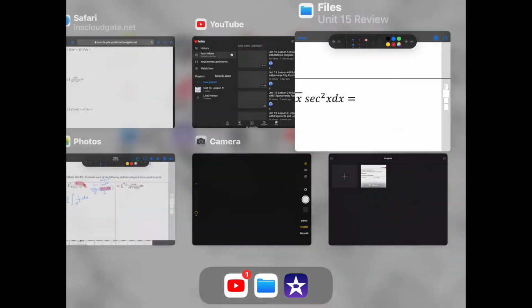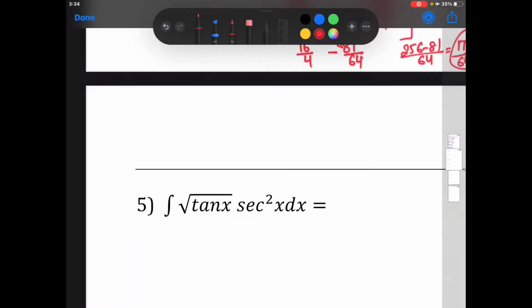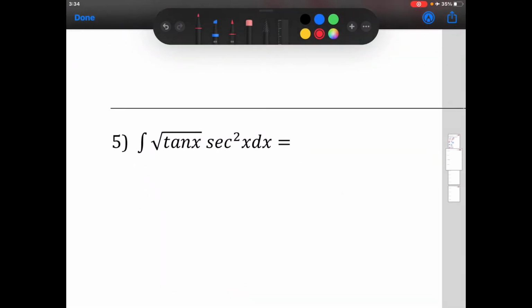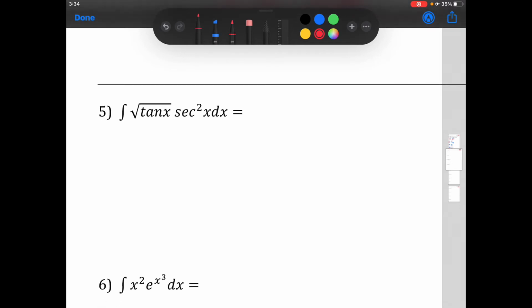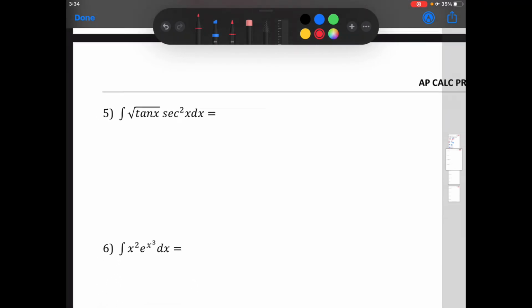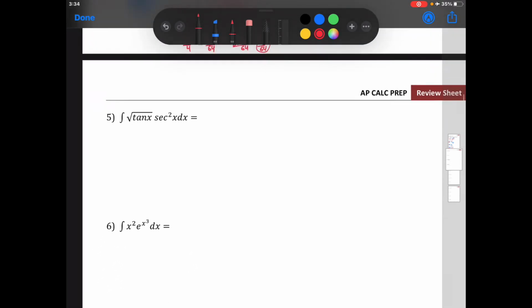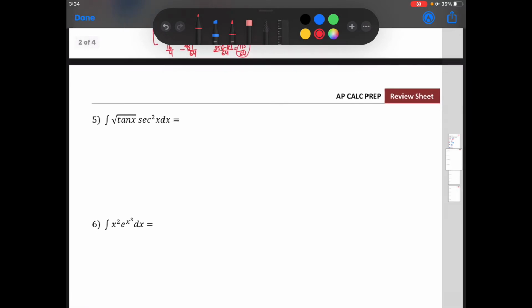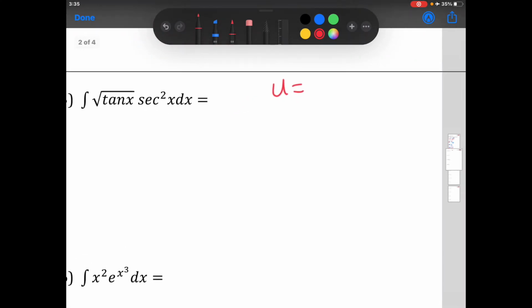Okay, so the next page. So here, what would you pick your u to be? Would you pick it to be secant squared x, or would you pick it to be tangent x? Think about it, right? If I pick secant squared x, the derivative of secant x is secant x tan x. I don't have that extra secant x, so the better option would be to pick your u to be tangent x.